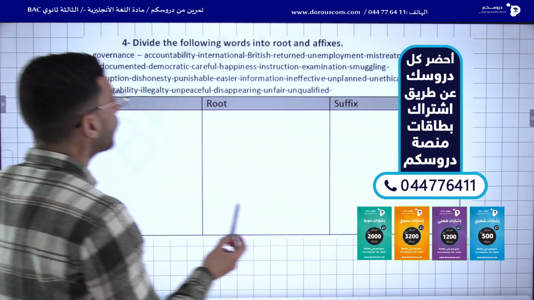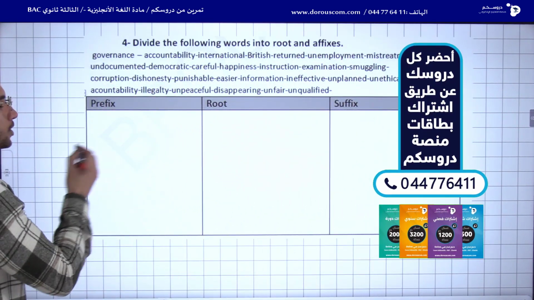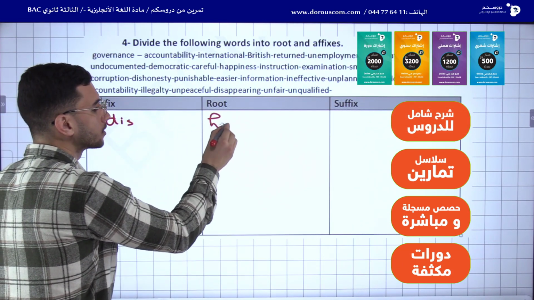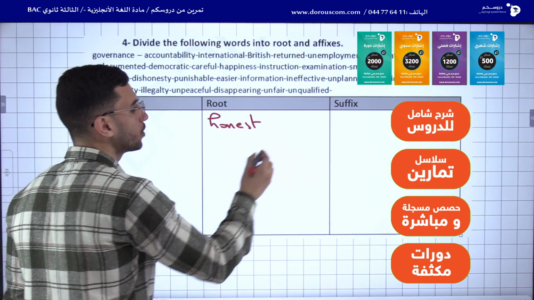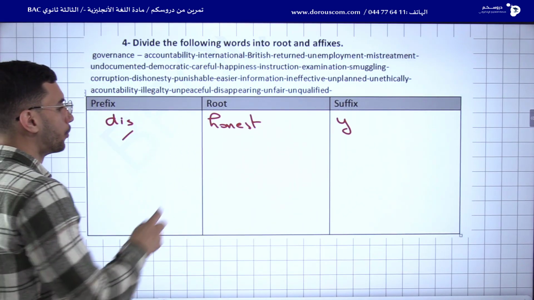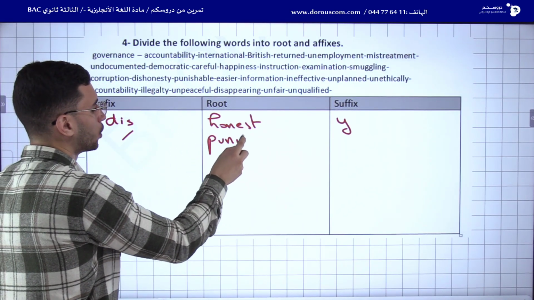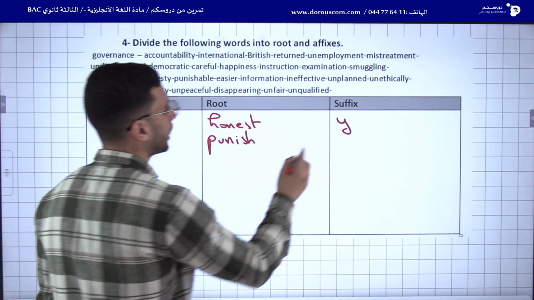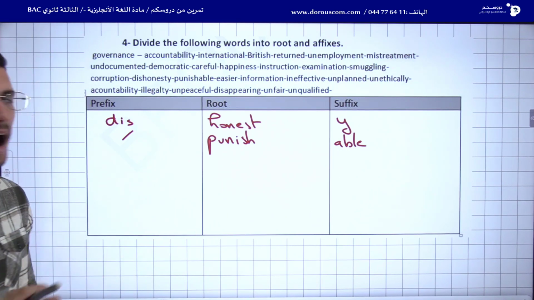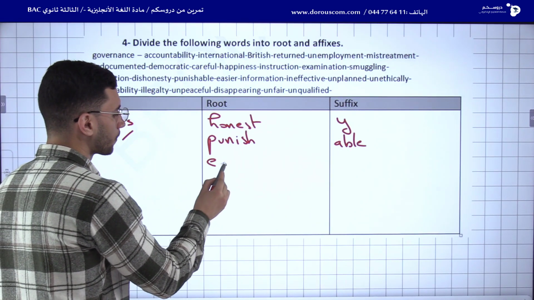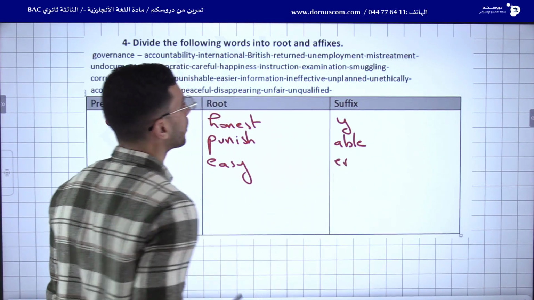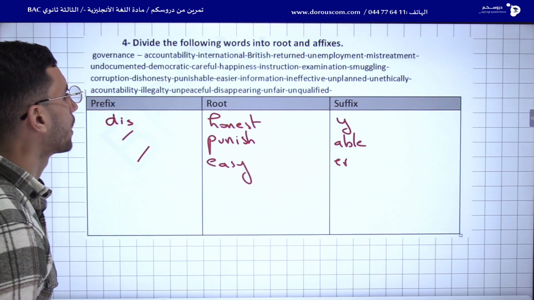Let's move here. We have dishonesty, the opposite of honesty. We have dis as a prefix. We have honest as a root, and we have y as a suffix. Punishable, no prefix. The root is the verb to punish. Very good. And able is the suffix that forms an adjective. We have easier. Easy is the root, no prefix, and er is the suffix.